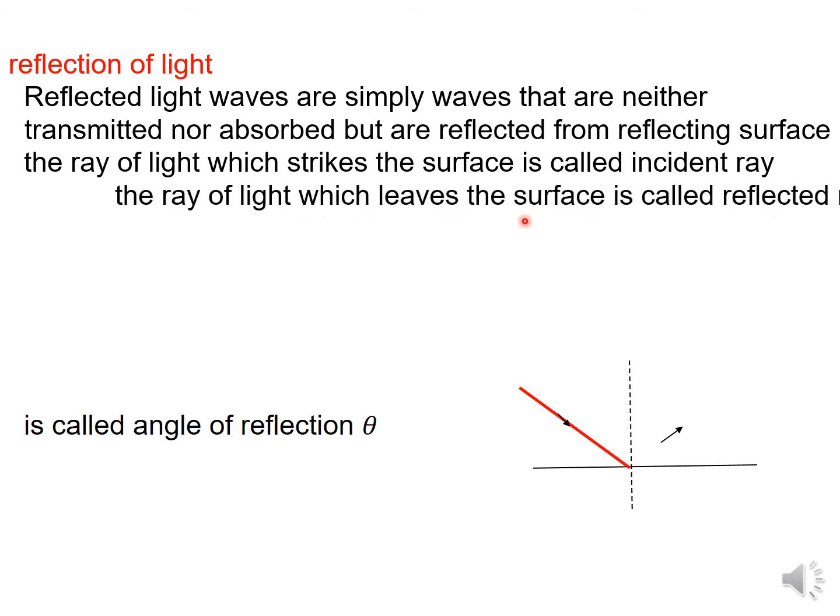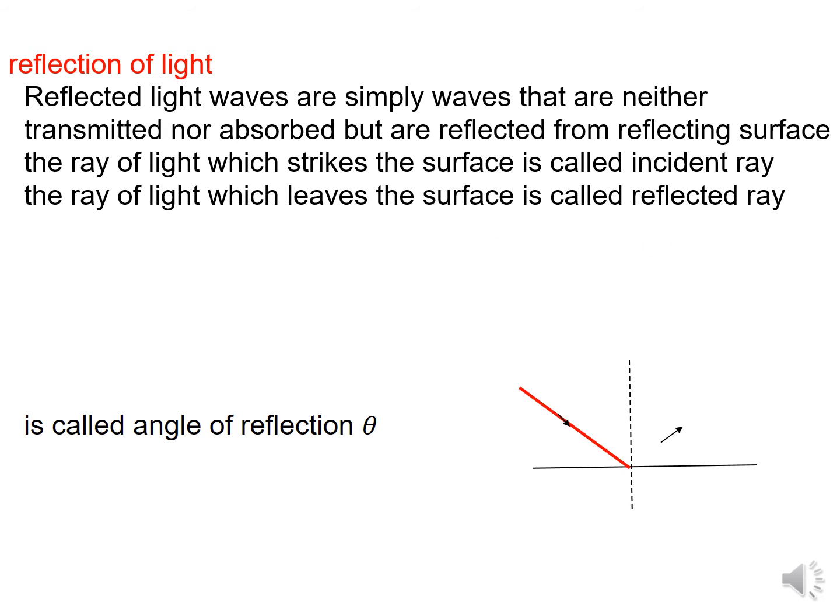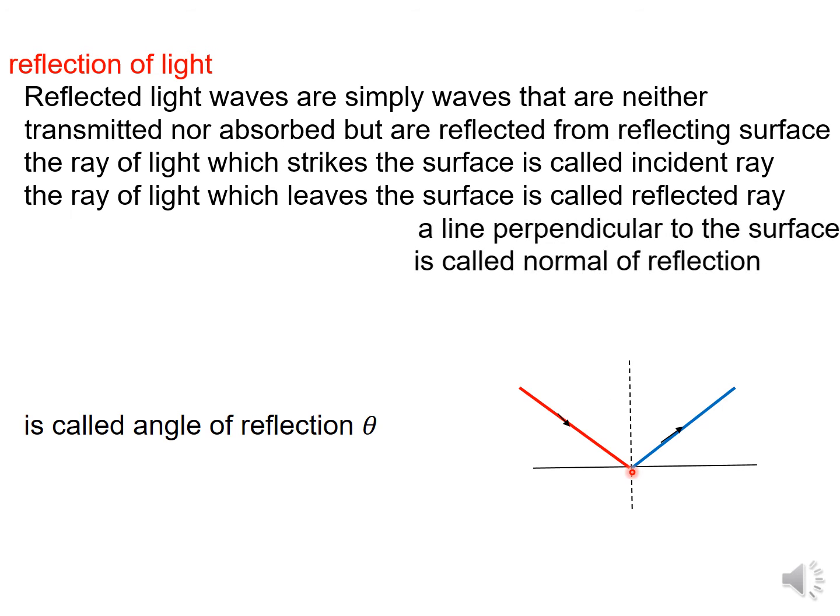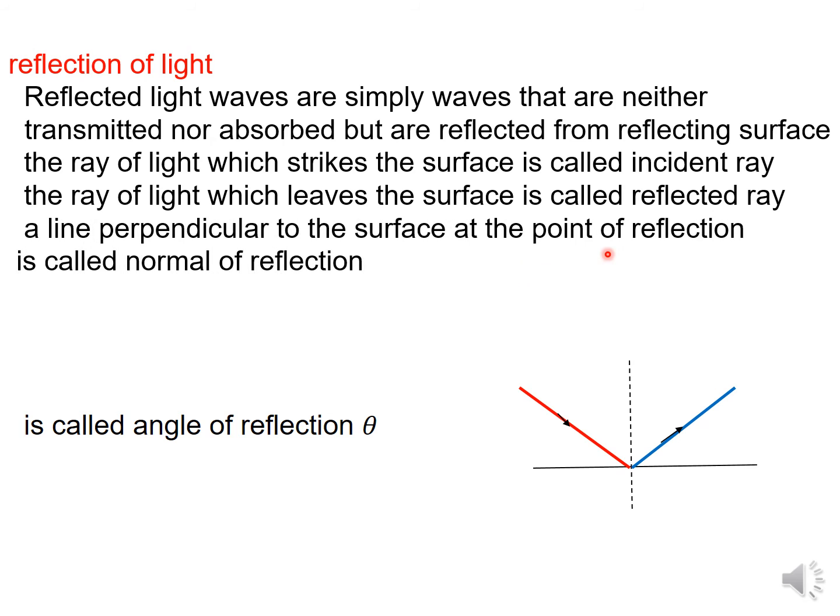The ray of light which leaves the surface is called reflected ray. يبقى this is a reflected ray. يبقى the ray which strikes the surface is called the incident ray, and the ray which leaves the surface is called reflected ray, and the line perpendicular to reflecting surface at the point of incidence is called normal of reflection.